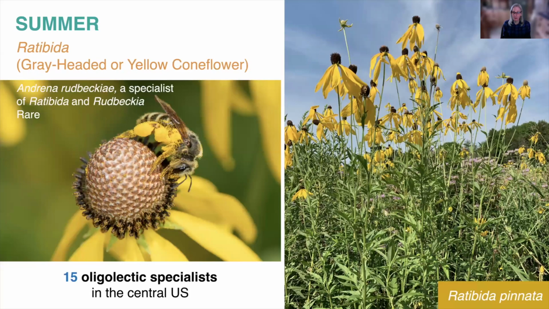Similarly, Rudbeckia, also in the family Asteraceae, supports 15 different specialists, including this one pictured here that specializes on both Rudbeckia as well as Ratibida. It's a fairly uncommon to rare species. The Ratibidas are fairly common in Midwestern and Western grasslands, so it's a fairly easy and readily available plant to grow in both home gardens and restorations.